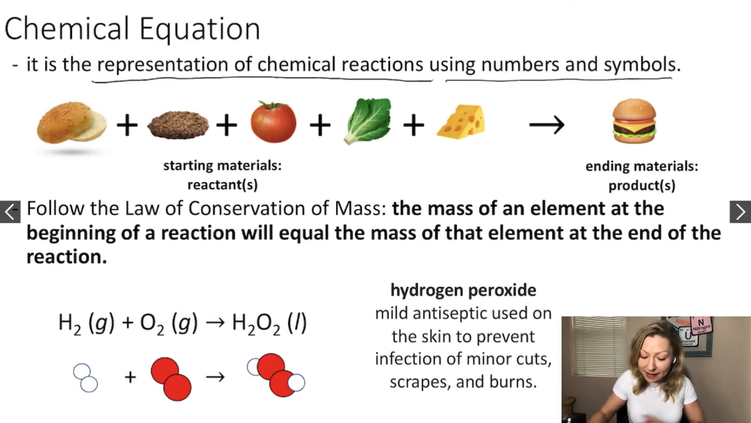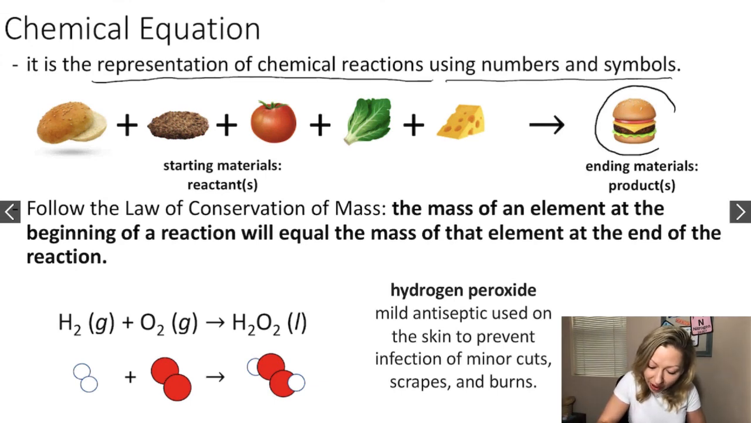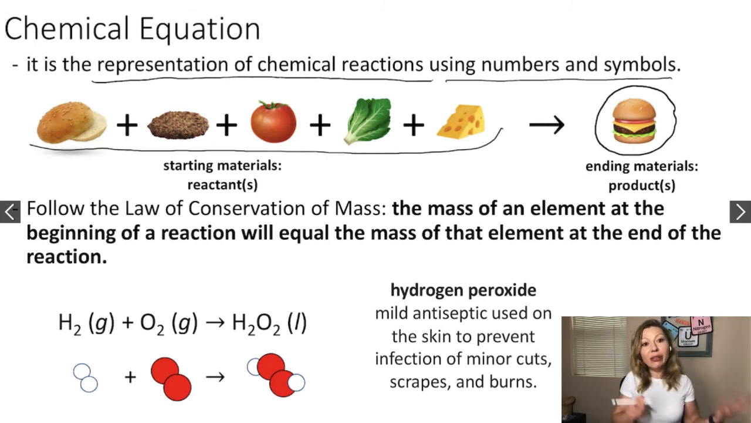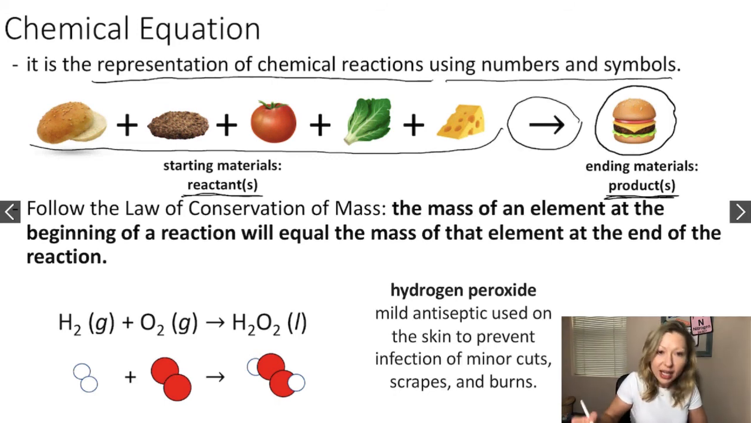Okay, so let's say that you would like to prepare a cheeseburger, which is shown right here, and all the ingredients are listed right here. My ingredients are the starting materials. In chemistry, we call these reactants. The reactants and products are separated with an arrow.